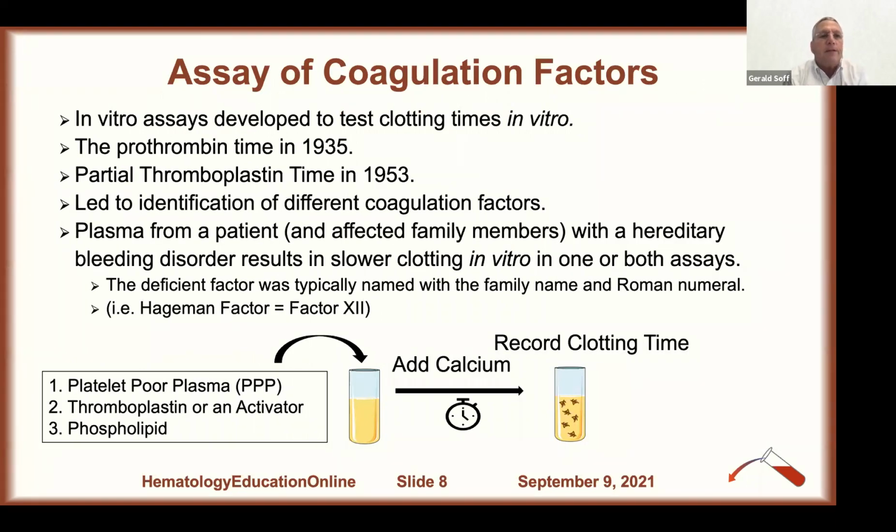The real development and breakthrough started in the 1930s when the prothrombin time was developed by Armand Quick. It was originally called the Quick time. And then in 1953, the partial thromboplastin time was developed. These tests have a lot of similarity. Basically, one takes platelet-poor plasma and adds thromboplastin or an activator. Thromboplastin would be for the prothrombin time, and an activator would be for the partial thromboplastin time. And then phospholipid, and then one adds calcium.